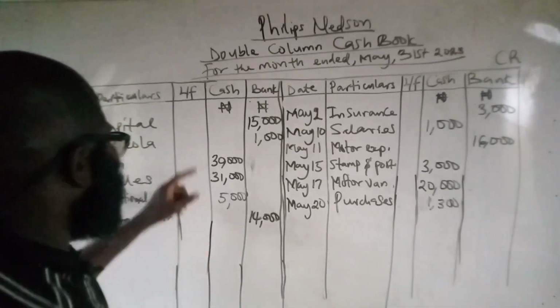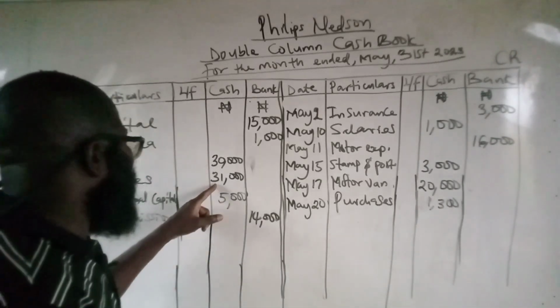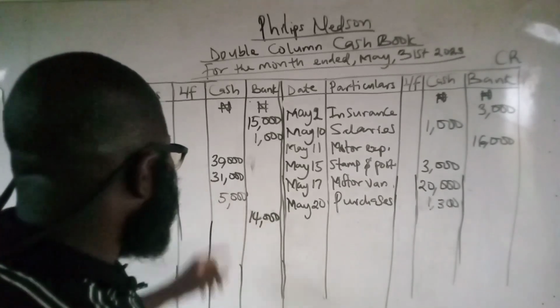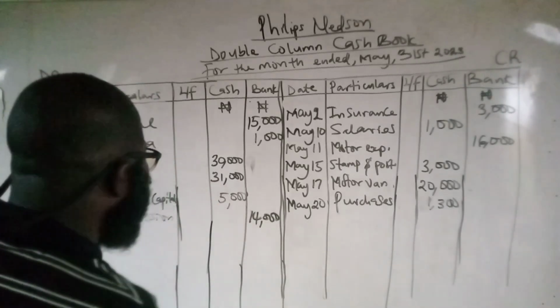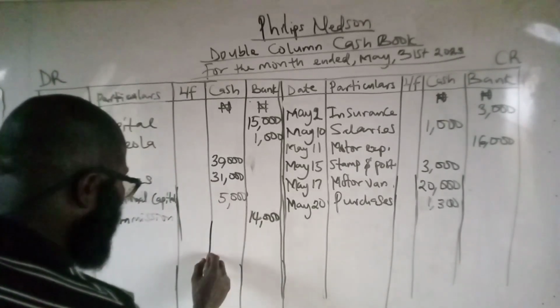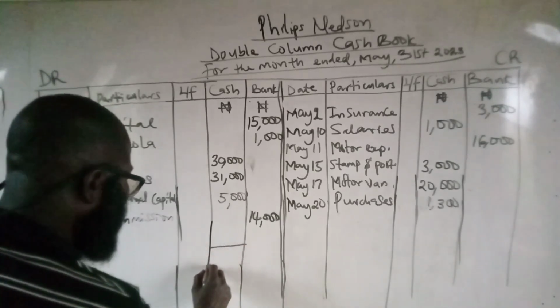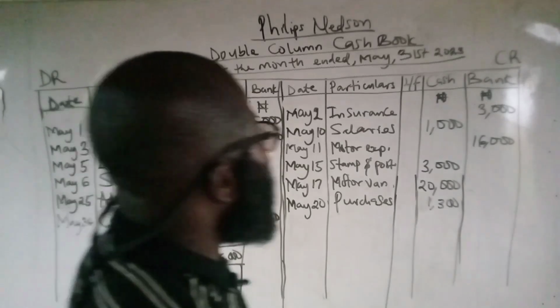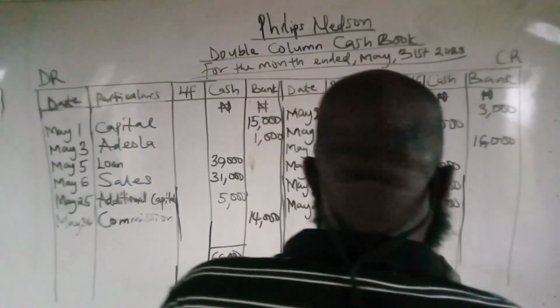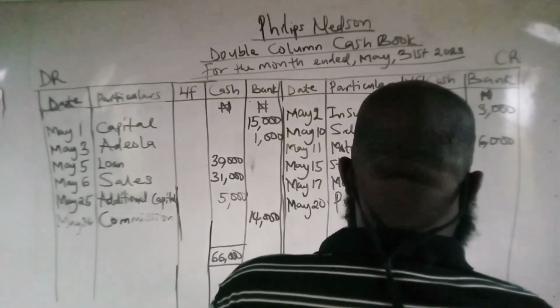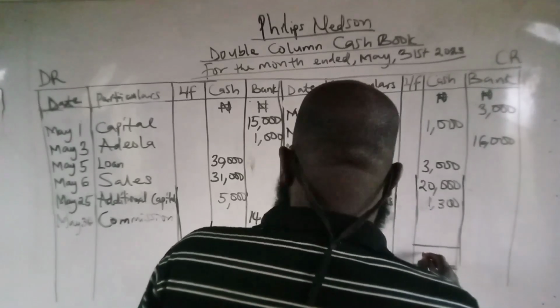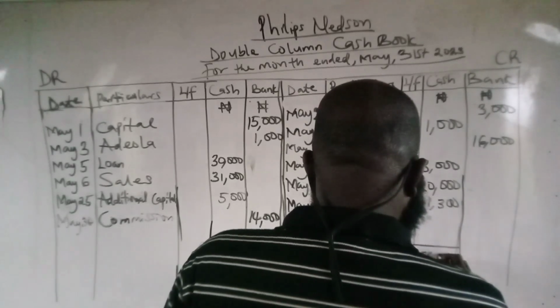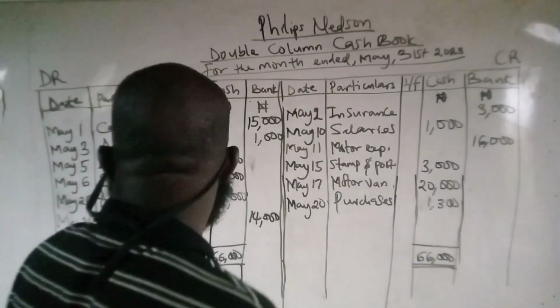For this, 30,000 plus 31 will give us 61. Plus this, that should be 66,000. Okay, we have it for 66,000 naira. Then for this very particular one, we are going to write 66,000 naira as well. You write it there.